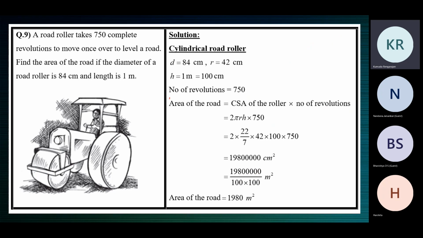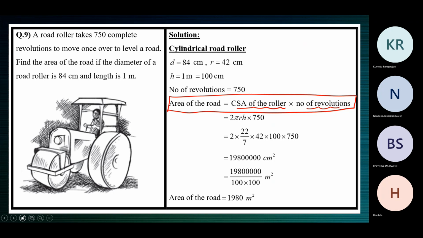So you can remember this as a formula, children. Area of the road is equal to, since only the CSA of the roller will roll over the road, the CSA of the roller into the number of revolutions. Right, children?